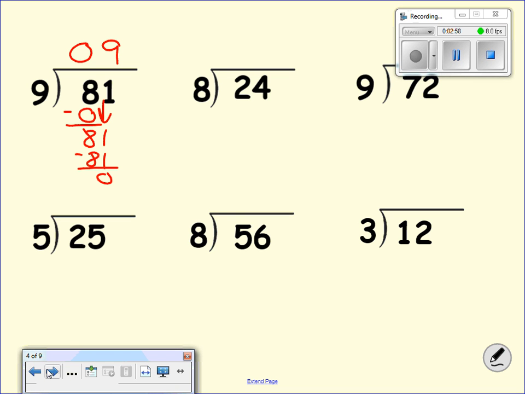Keep going here. 8 goes into 2, 0 times. 8 times 0 is 0. Subtract. Got a 2. Bring down the 4. How many times does 8 go into 24? 3 times. 8 times 3 is 24. Subtract. I got a 0.